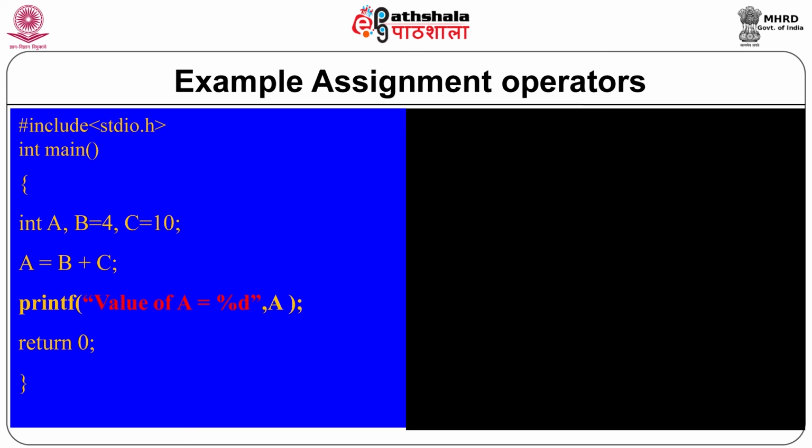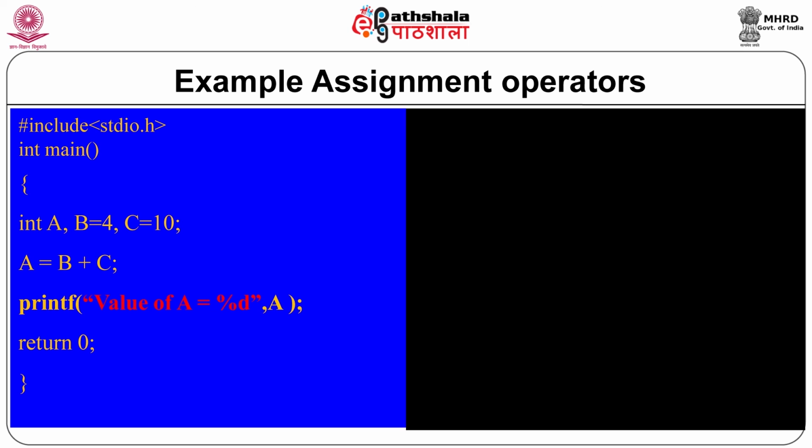Now here we want to print the value of A. So you can see in the printf statement I have written value of A equal to %d comma A. It means I want to display the value of A. So the value of A will be B plus C. You can see the value of A is 14.